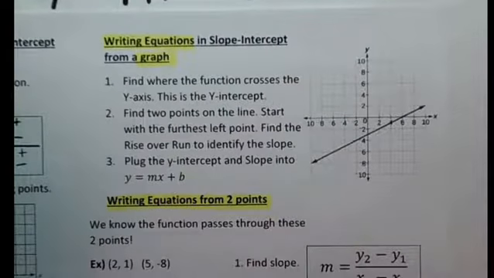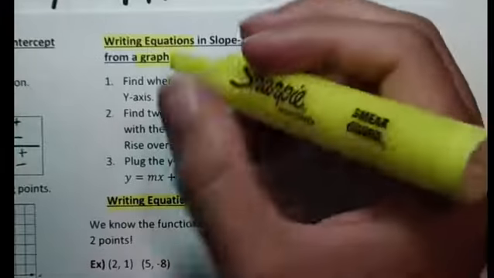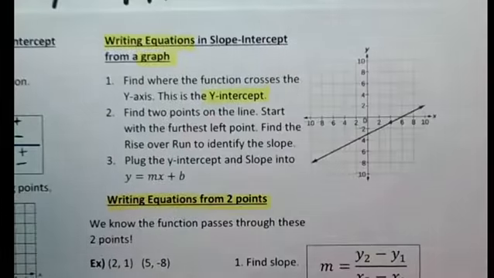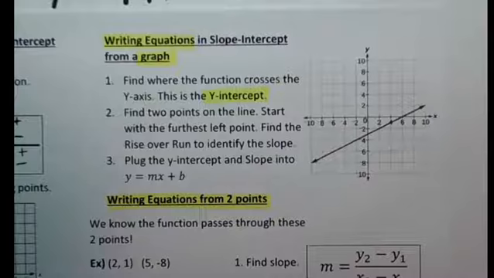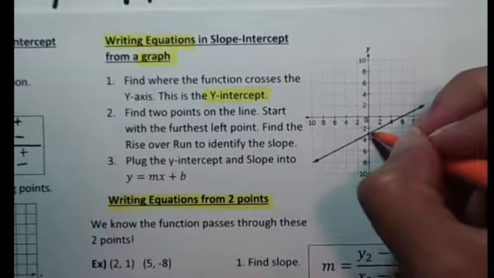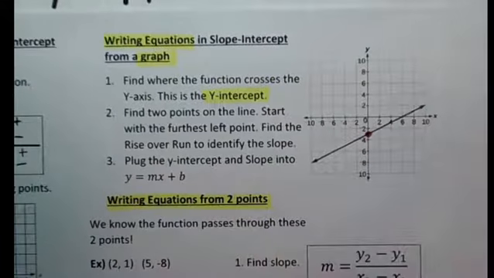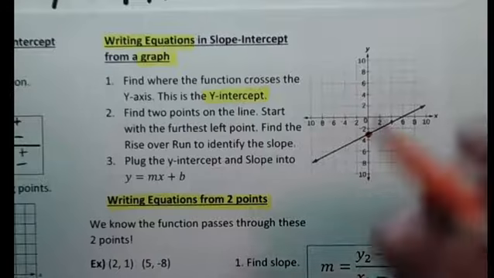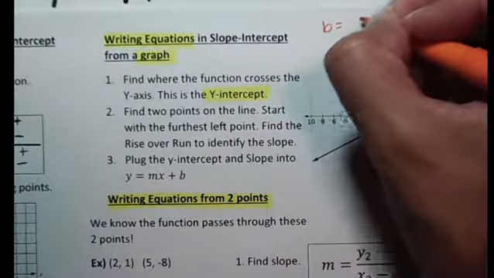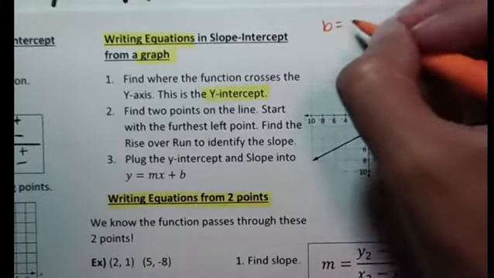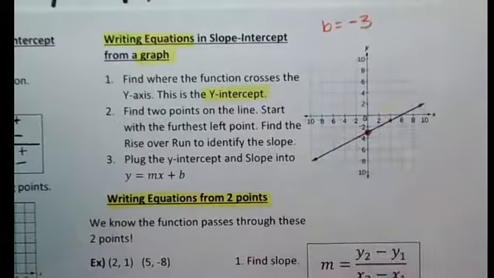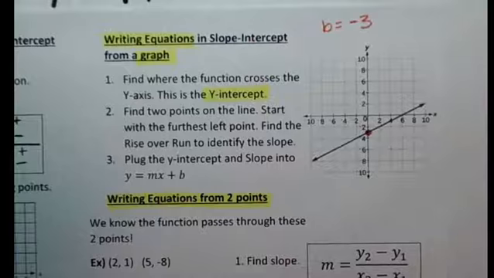So the first thing again that I always like to do first is find the y-intercept. So if I notice the y-intercept, it's probably halfway between the negative 2 and negative 4. Which means my y-intercept is probably what? Should be negative 3. So my y-intercept is negative 3 here.